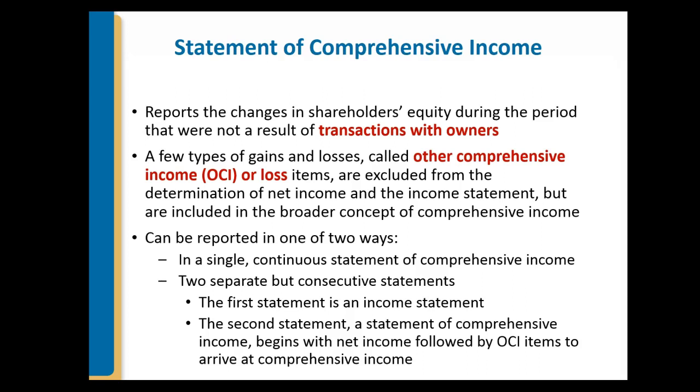It can be reported in a single continuous statement of comprehensive income or in two separate but consecutive statements. In the single statement approach, net income is a subtotal within the statement, followed by these other comprehensive items, culminating in a final total of comprehensive income. In the two-statement approach, a company presents an income statement immediately followed by the statement of comprehensive income. Now, the second statement begins with net income as the first component, followed by OCI items to arrive at the comprehensive income.